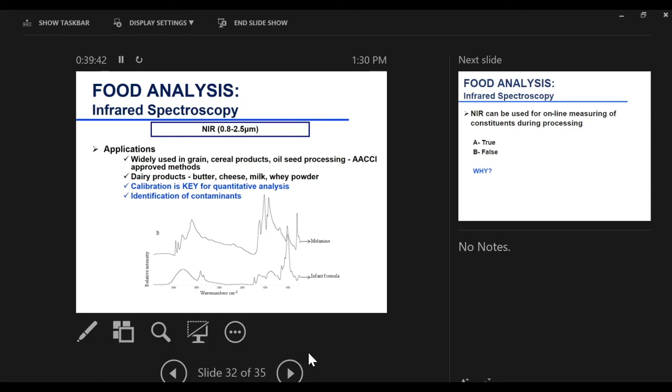Otherwise, if you do nitrogen analysis, melamine is high in nitrogen. And that's why if you just determine protein based on nitrogen, it won't tell you if it has melamine in the sample.